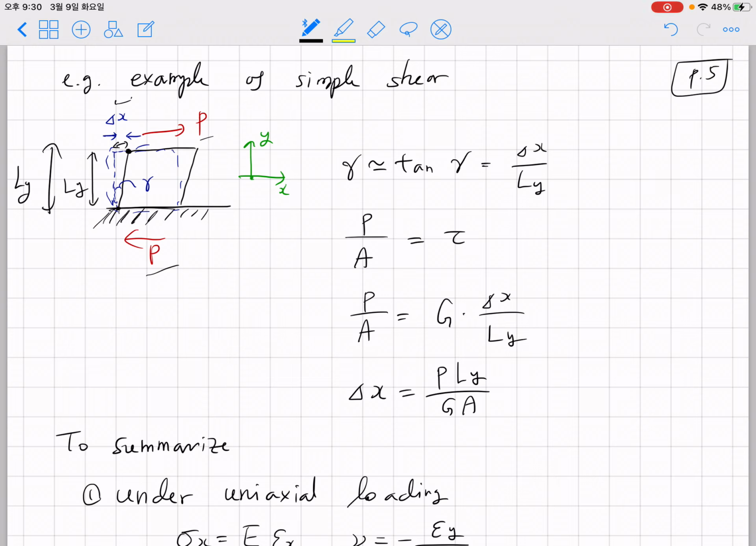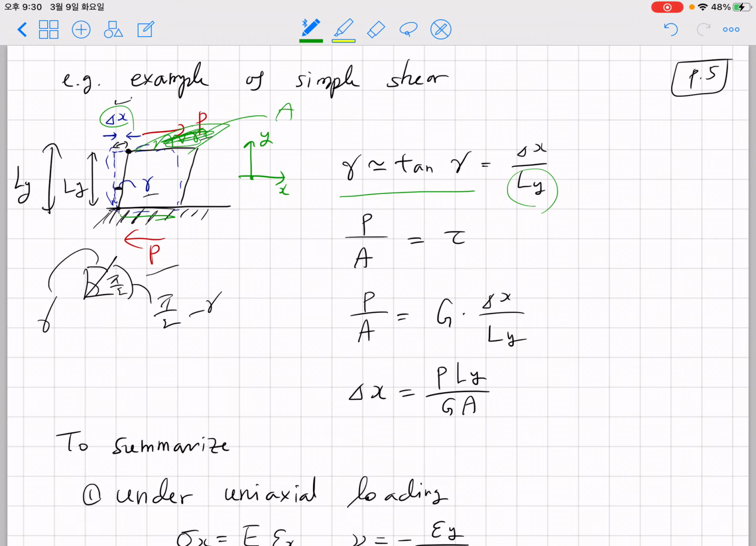adhesion. Starting from originally pi over 2, after shear you expect pi over 2 minus gamma here. This is the angle gamma. This angle gamma can be approximated as tangent gamma, and tangent gamma is defined as delta x over Ly, the length in the y direction. For the shear stress, suppose that we have a cross-sectional area here. The area on the top surface is A, then P over A is given as tau.